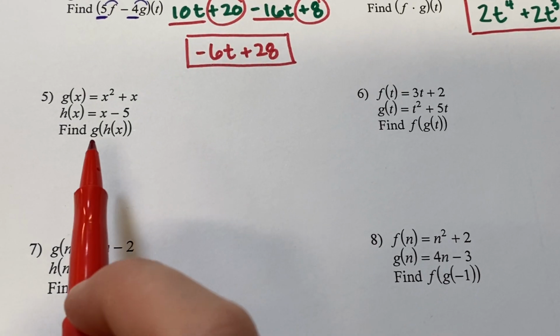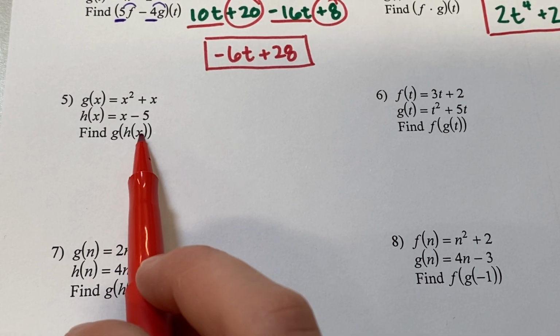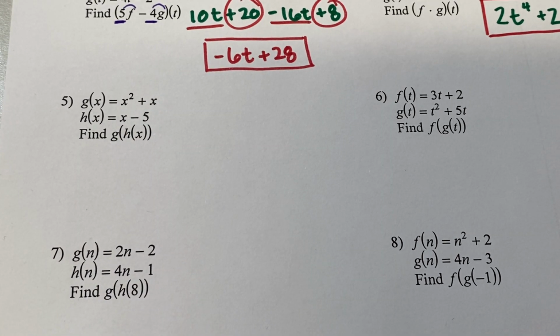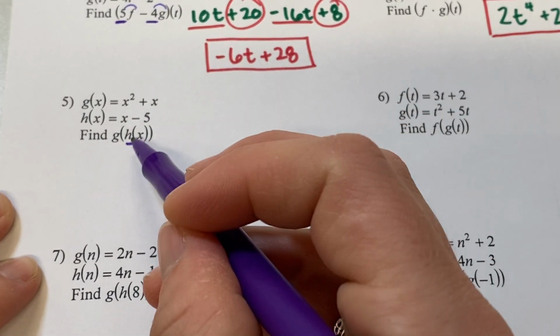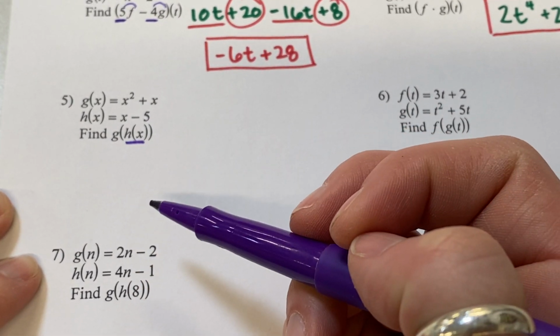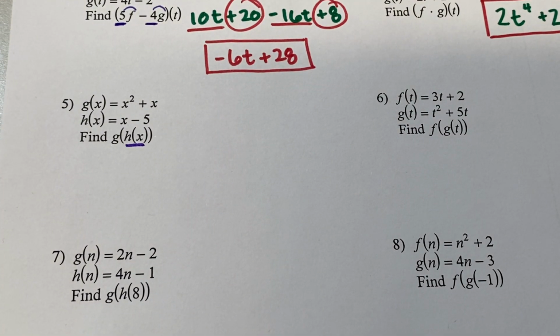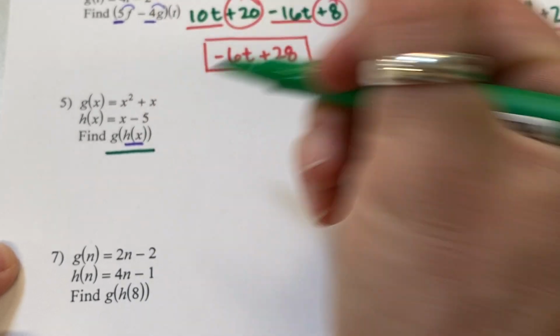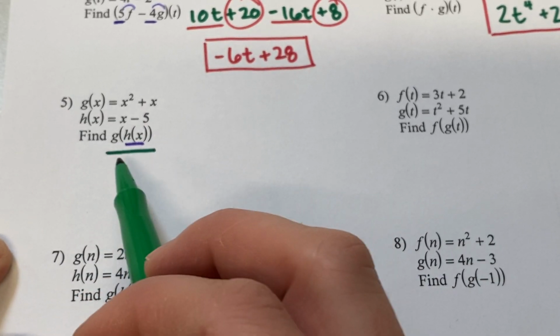On our last 4 examples of this section, you'll see that they're written kind of differently. So let's go ahead and look at number 5. What this is saying is plug your h of x function, so work from the inside out. We are plugging h of x into g of x. We're taking that h of x function and plugging it into our g of x.